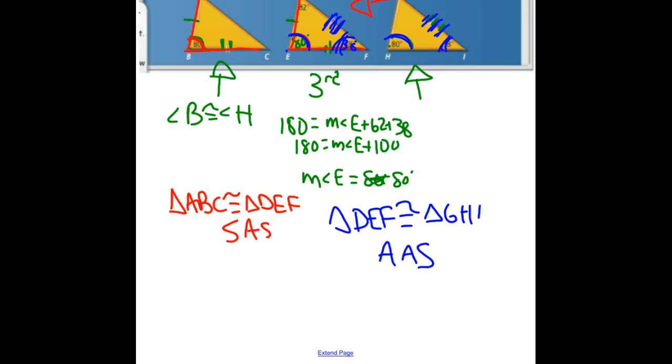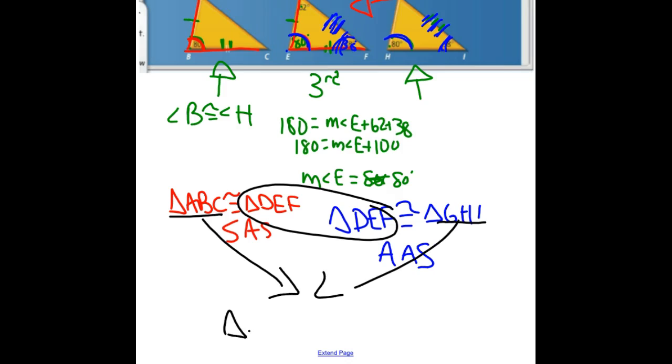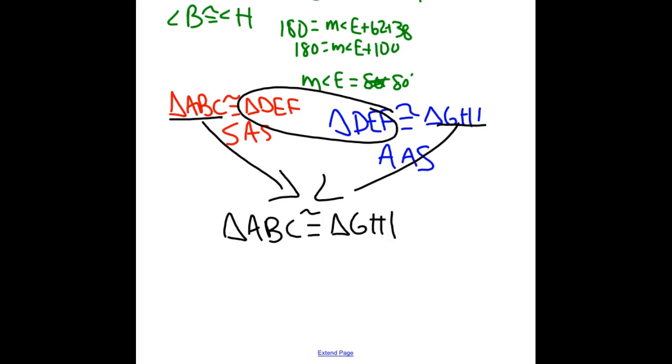Now here's the really cool thing about these. See how DEF is in both of these congruent statements? Since both of these triangles, ABC and GHI, are congruent to DEF, we can skip the middleman and say that in fact triangle ABC is congruent to triangle GHI. And if you think about that, the property that says you can skip the middleman, that's your transitive property. We just proved two triangles congruent, and our final reason wasn't side-side-side, side-angle-side, angle-side-angle, or angle-angle-side. It's kind of cool.